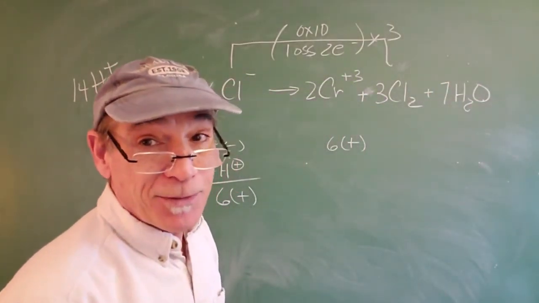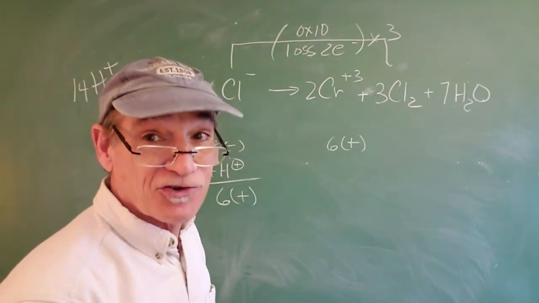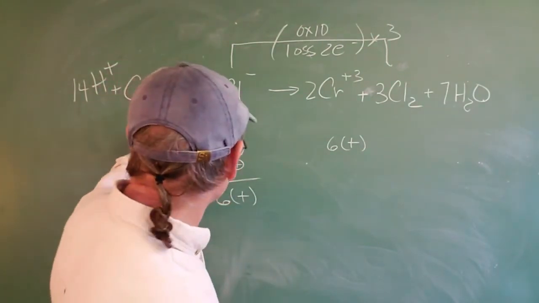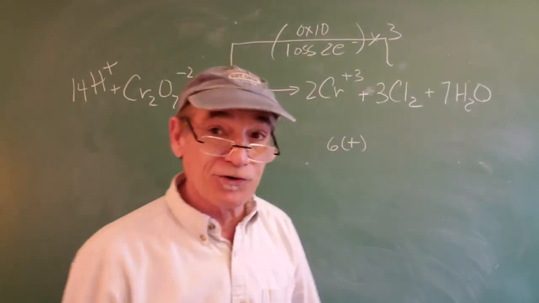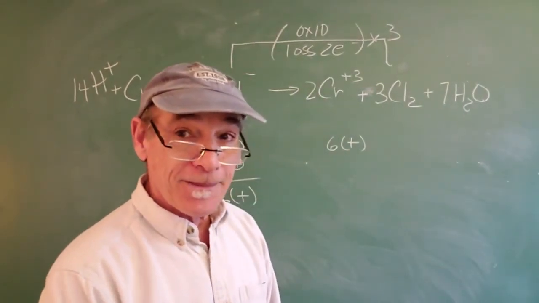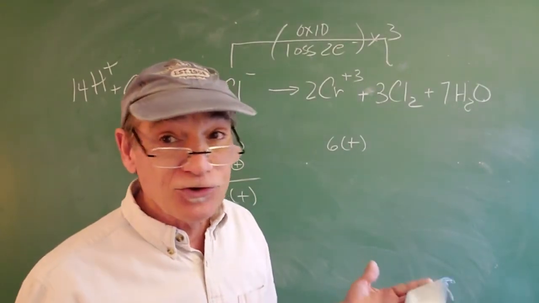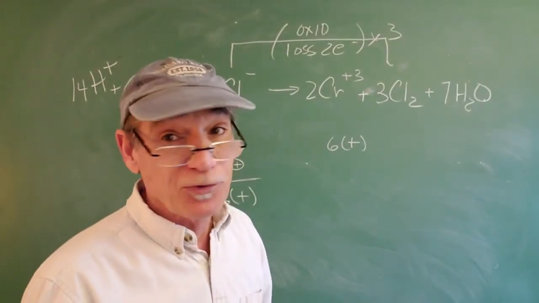Well, not by magic, but by design, the oxygens balance. Notice there were 7 oxygens on this side, and those 7 waters provided a place for those 7 oxygens to go. So the extra step, again, is just a little arithmetic.